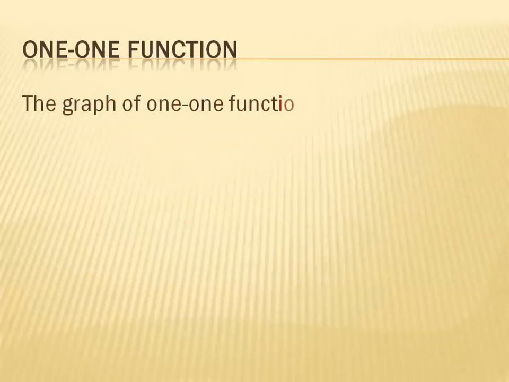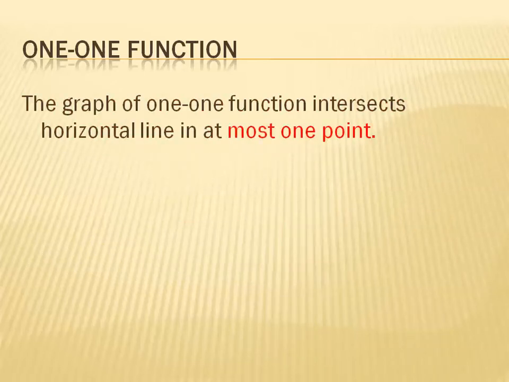Suppose you are given the graph of a function and you want to check whether that function is one-one or not. Then what is the condition? How can you see whether that function is one-one or not? This is the way by which you can say that the function is one-one or not. The graph of a one-one function intersects a horizontal line in at most one point.